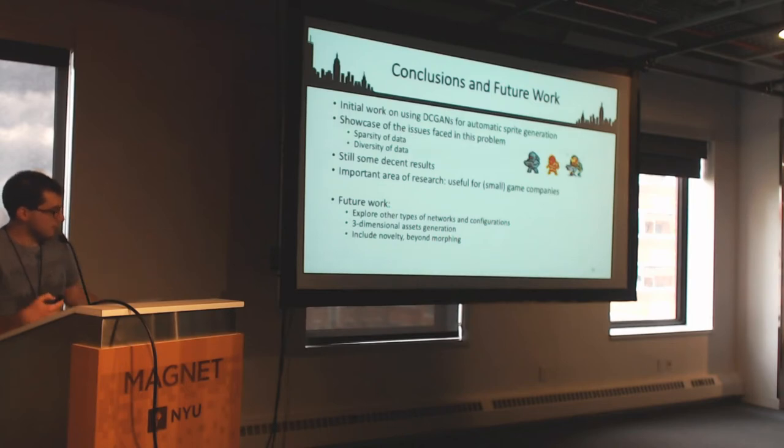And then as future work, explore the types of networks, explore the configurations that could be useful. We have used DCGANs. There might be a reason not to use DCGANs. DCGANs bring you the good features of convolutions, but maybe a combination of GANs could also work, especially taking into account that the data that we have is very small, so it's possible to use that as well.